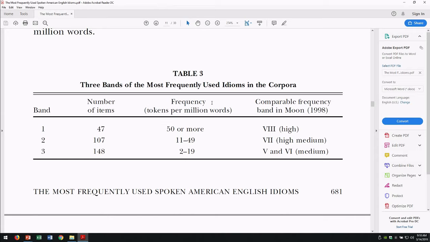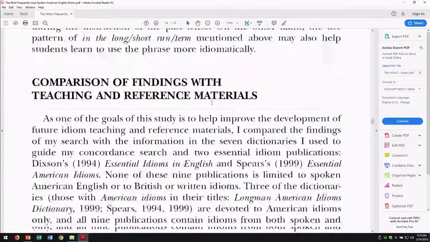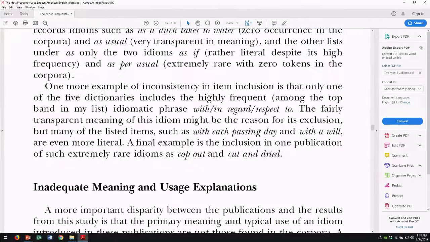And then he has band 2, which is between 11 and 49, and band 3, which occur the least frequent, between 2 and 19. I think there's a typo there somehow. I don't think the bands overlap like that, so I'm assuming it's 20 to 49 for band 2. But okay, sorry, I'll show you the bands right now.